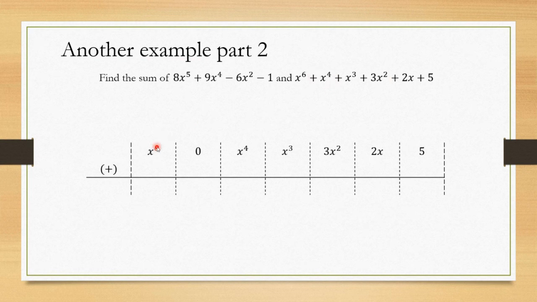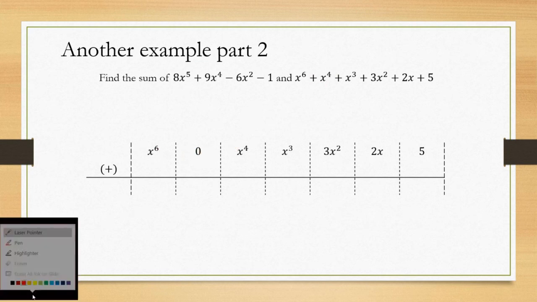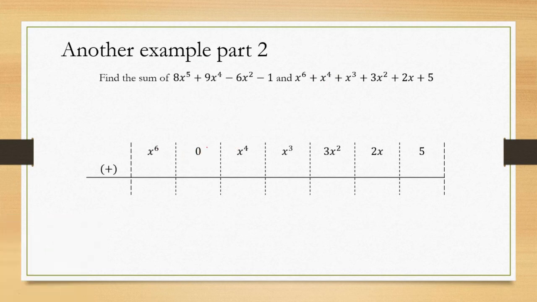X to the 6 is its own column. There's no x to the 5th term, so I'm using 0 here as a placeholder, as you can see. So I mean, I could just leave it as 0. Let me be consistent with what I was doing today. You could also leave it as 0. You could also write 0x to the 5th.